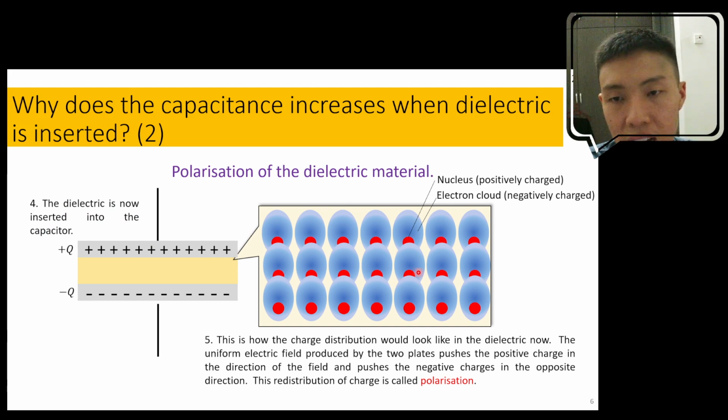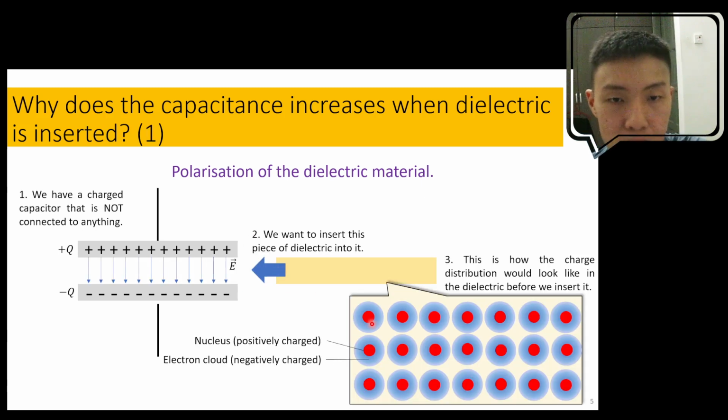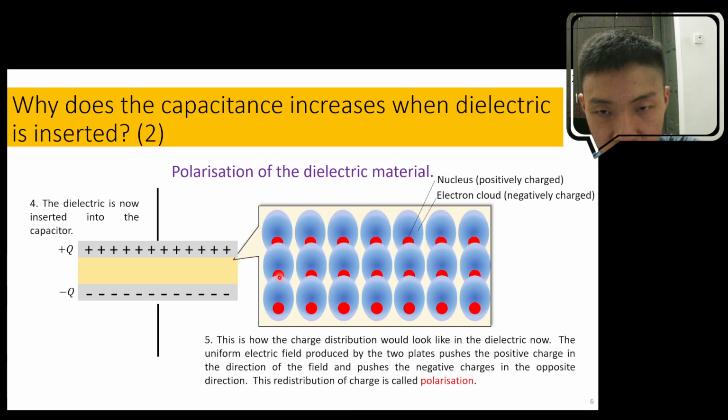When you insert the dielectric into the capacitor, due to the presence of this positive plate and this negative plate, it will cause something called polarization. So what is polarization? This is how the charge distribution will look in the dielectric now. You might notice some differences. You can see that the electron cloud has been shifted upwards. Before this, the cloud is balanced, well distributed around the nucleus. But right now the cloud is shifted upwards. There's more electron cloud on the north side of the nucleus compared to the south side.